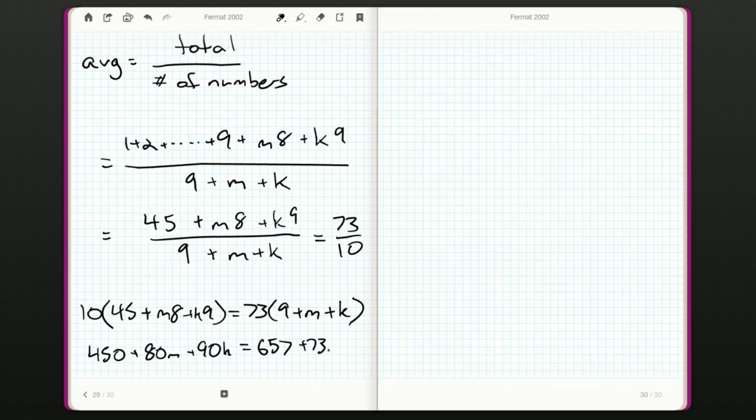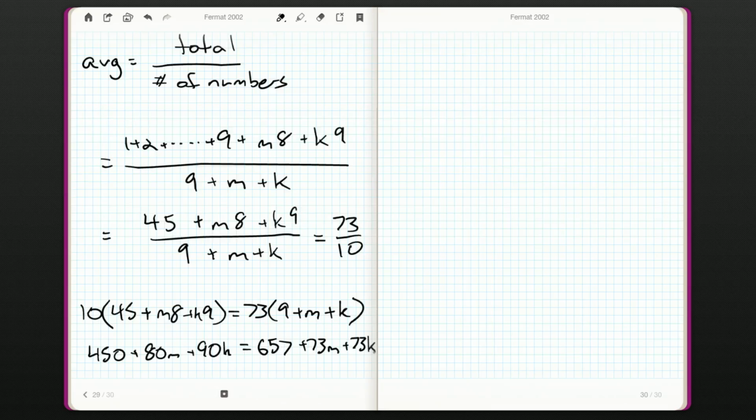657 plus 73m plus 73k. All right. What else can we do here? I don't like that I don't have an expression for m plus k. That is the thing that I want, is an expression for m plus k.